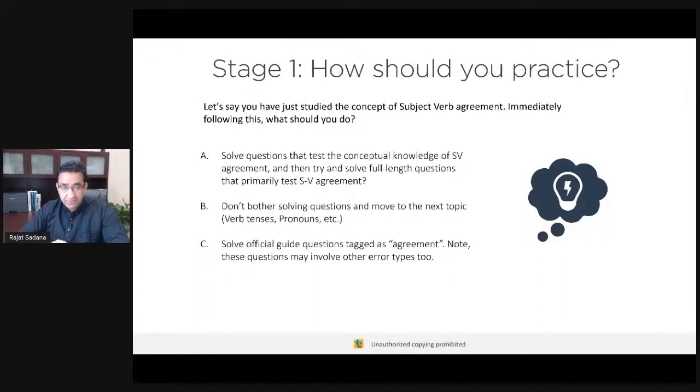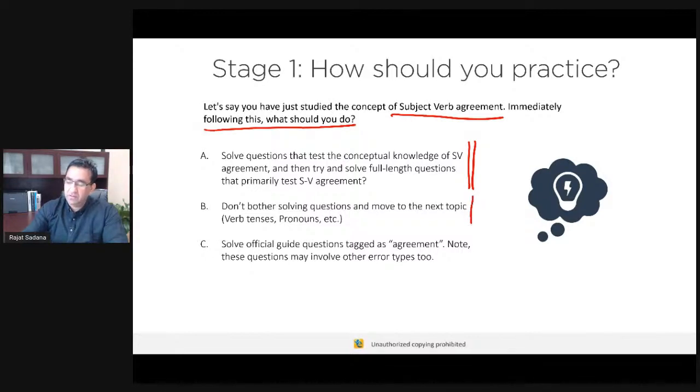Okay. So if you're at stage 1, tell me how should you practice. You have 3 options over here. Again, remember that guy who was at 29 percentile in sentence correction, and that particular guy studied the concept of subject-verb agreement. Immediately following this, what should this guy do? Option A says solve questions that test the conceptual knowledge of subject-verb agreement, and then try and solve full-length questions that primarily test SV. Option 2 is don't bother solving questions. Option 3 is open the official guide, solve the questions that are tagged as agreement.